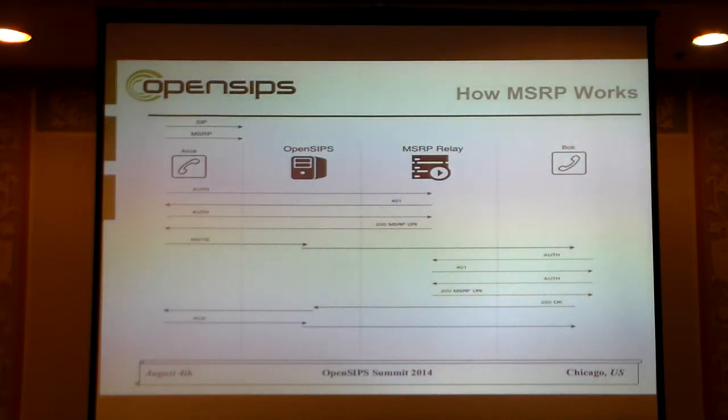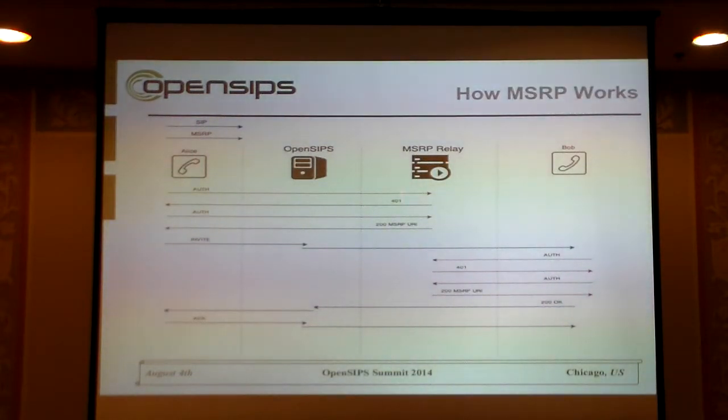And again, before answering anything on the SIP side, to make sure that he can successfully process that file that Alice is trying to send, Bob has to also authenticate to the MSRP relay. And after that is successful, the traffic just goes both ways.